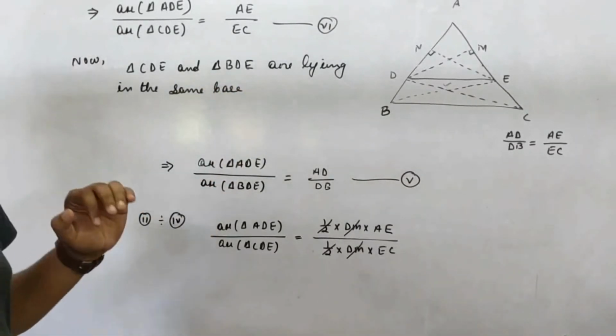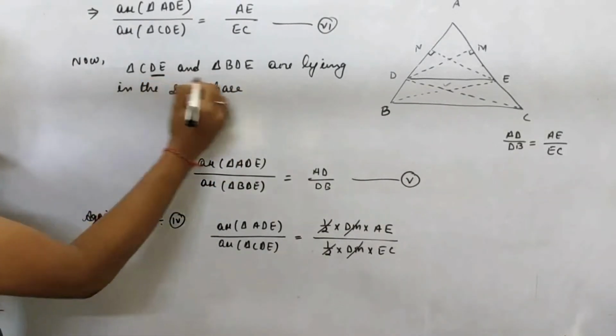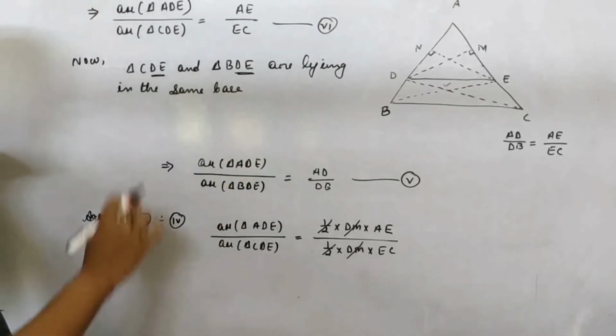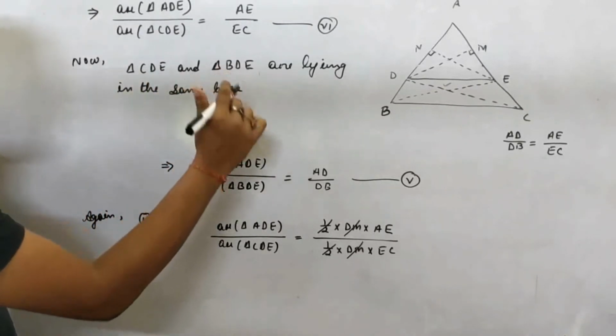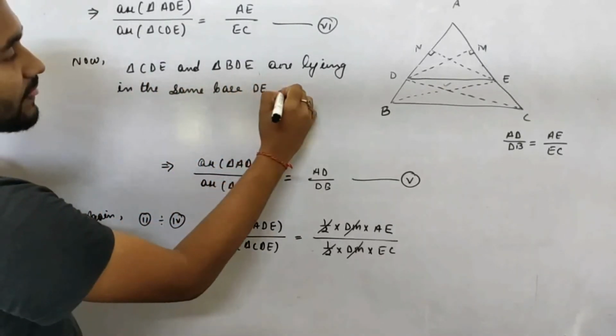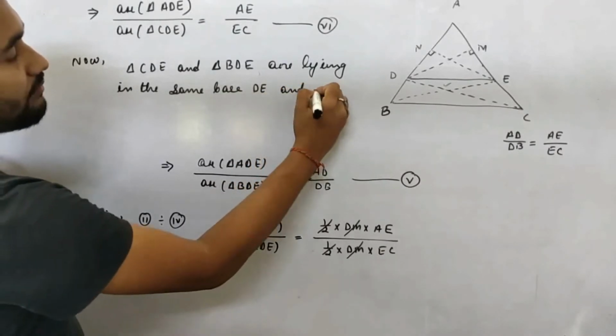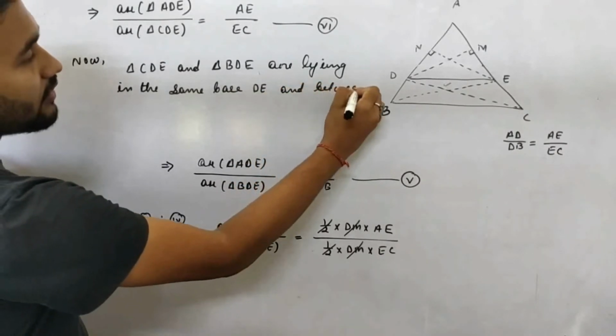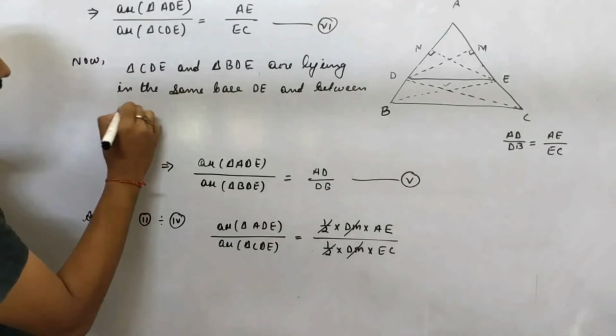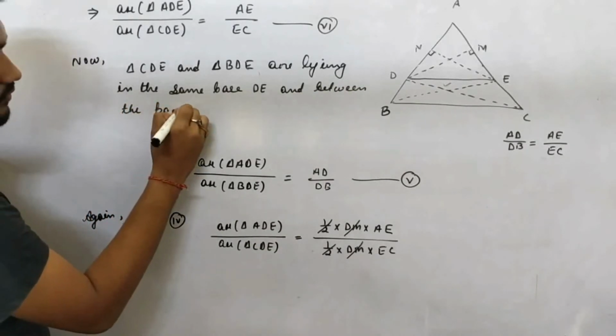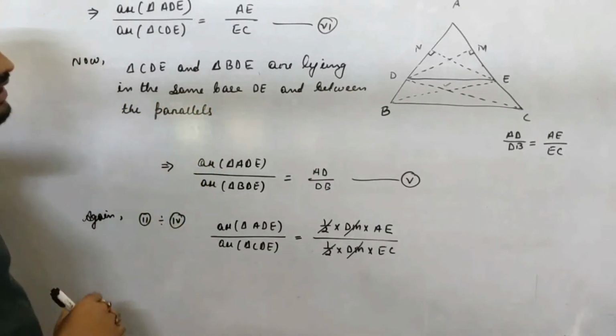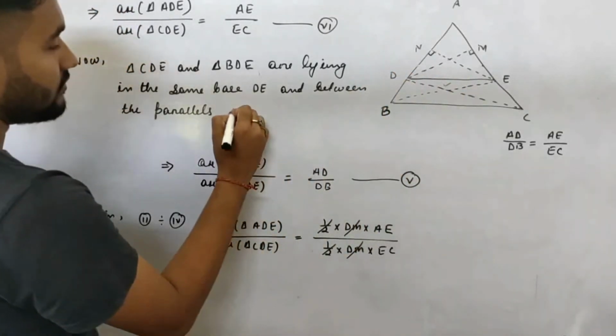What is the same base? Which is the base common? From here also you can say DE and DE. Okay, so they are lying in the same base, DE, and between the parallels. What are the parallels? DE and BC.